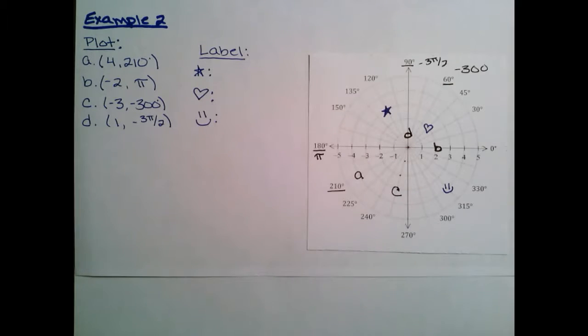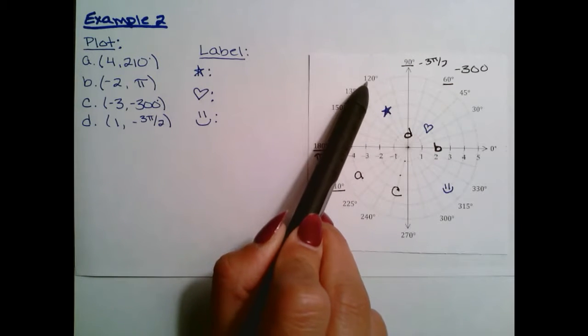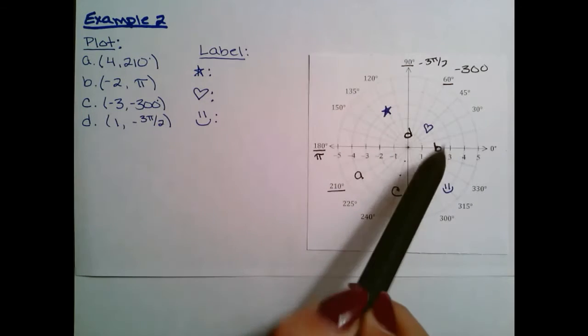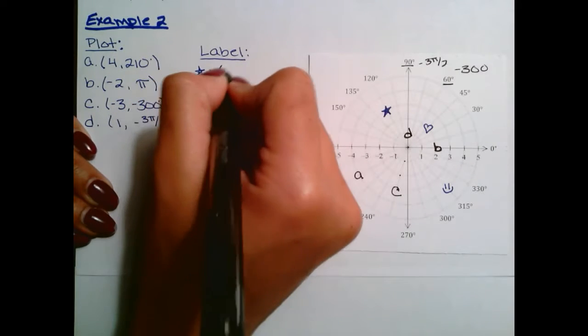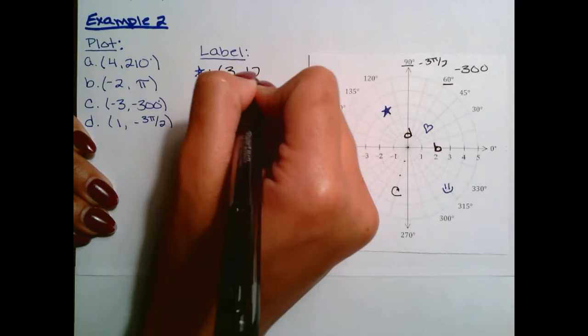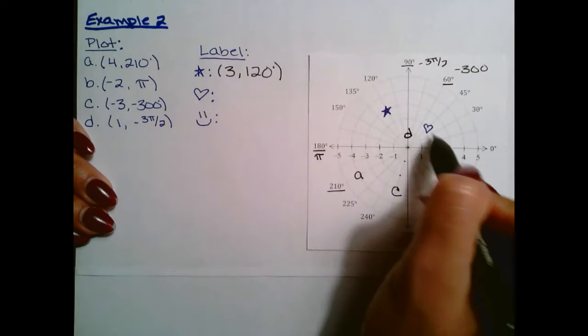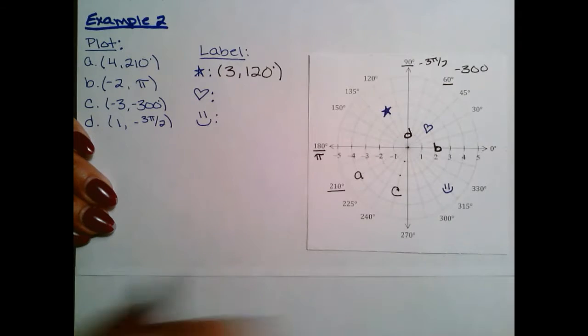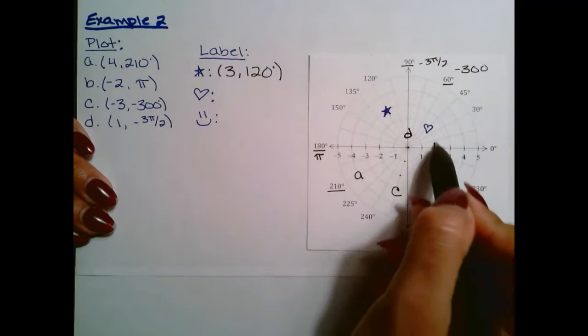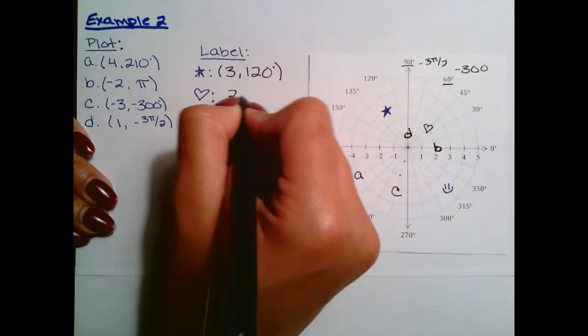Remember, when you are labeling, feel free to just use the standard version, both positive r and positive theta. Don't worry about going in the negative direction. So our star lands on 120, and it is on the 3rd ring. So that would be 3, 120 degrees. My heart is over here on the 2nd ring and on the line for 45 degrees. So it'd be 2, 45 degrees.